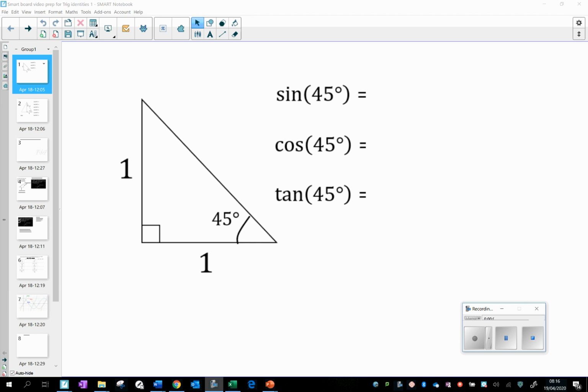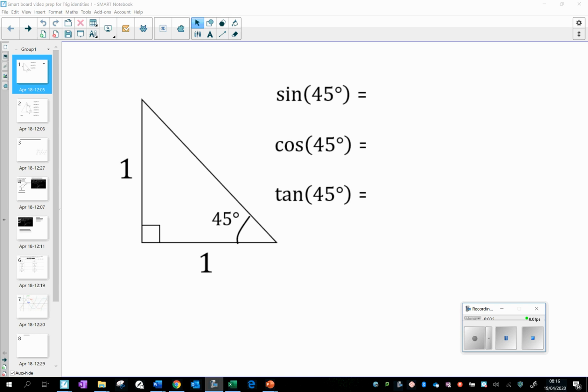Everyone, it's important that you understand how to find, and also learn, the sine, cosine and tangent of some important angles, and those are 0, 30 degrees, 45 degrees, 60 degrees and 90 degrees. It really helps if you can learn these, and I'll show you some ways of learning them later.